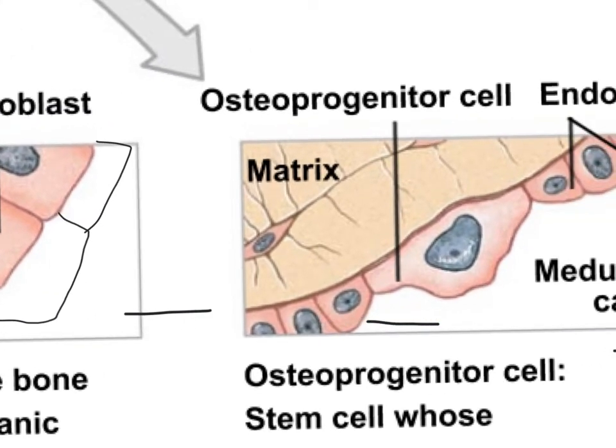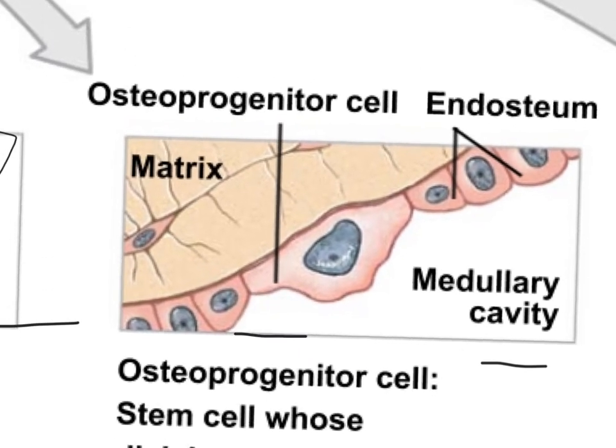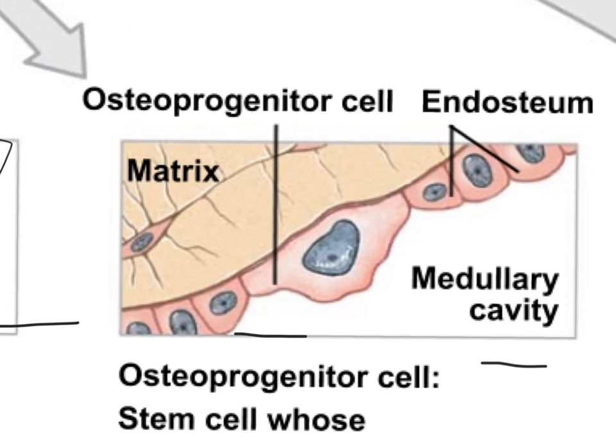Here we have an osteoprogenitor cell. Okay, so here's our osteoprogenitor cell. It's a big cell. It's a very big cell. The osteoprogenitor cell makes the osteoblast. It's a stem cell that makes the osteoblast.